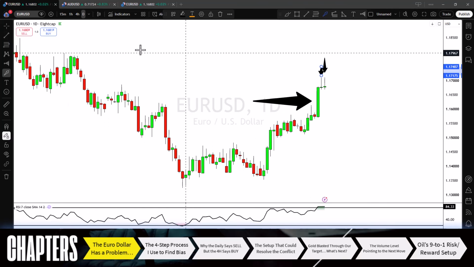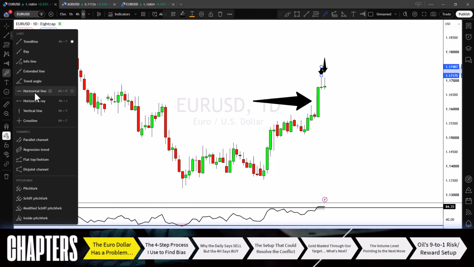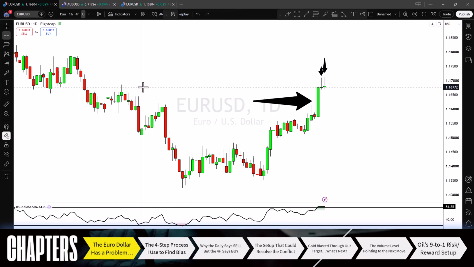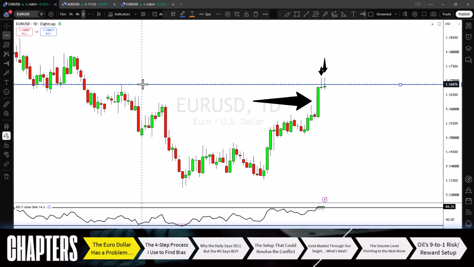Now here in daily, if we look left, the question that we want to ask ourselves is, where did price action come to? Did it violate a previous level of structure? Because this is going to be the major say in our directional analysis.